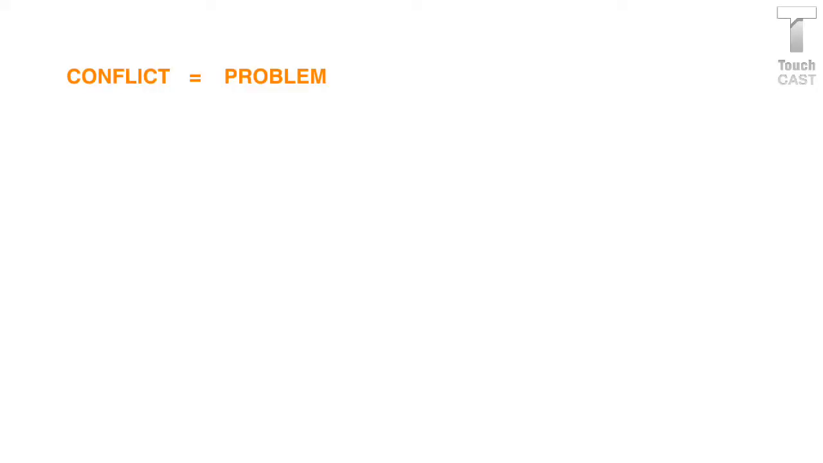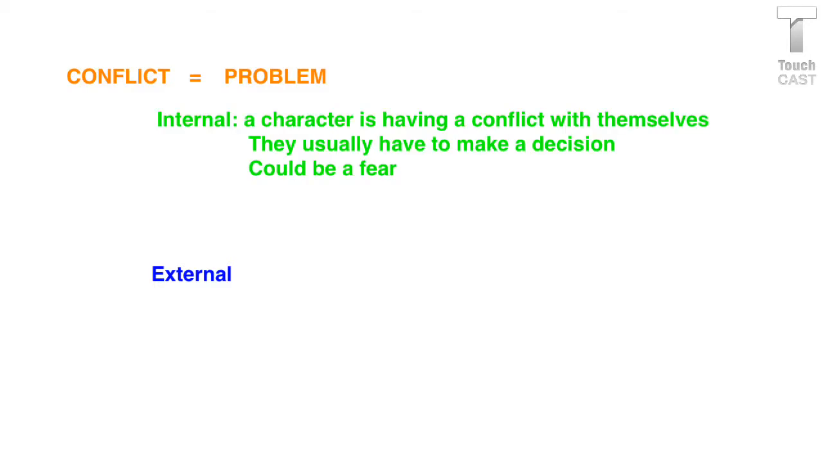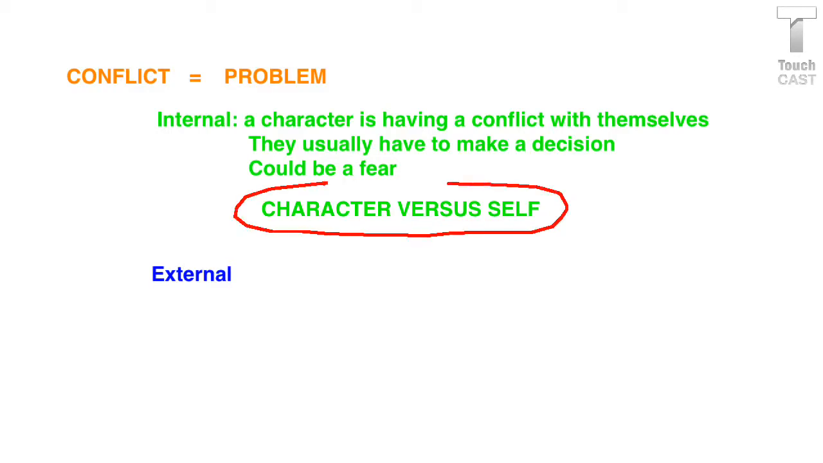So here's that word again, conflict. And if you remember from yesterday, conflict means problem. Now, there are two different types of conflict, internal and external. Let's talk about internal conflict first. Internal conflict is where a character is having a conflict with themselves. Nobody else, nothing else, just them. They usually have to make a decision, or it could be a fear that they have. An internal conflict is only character versus self. So only themselves. That's a very important term to know.